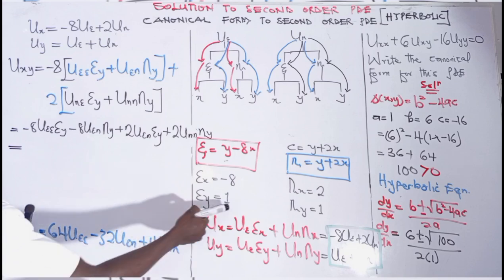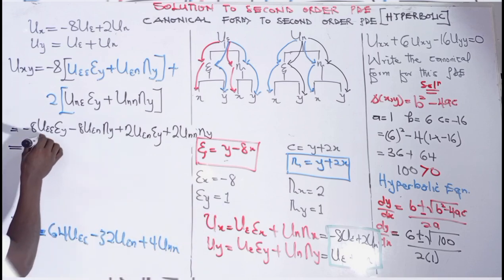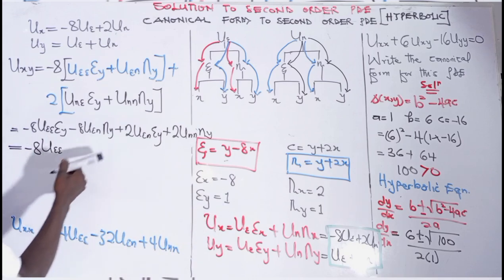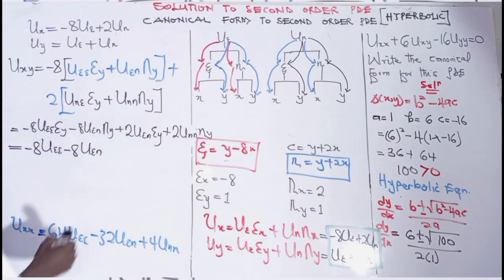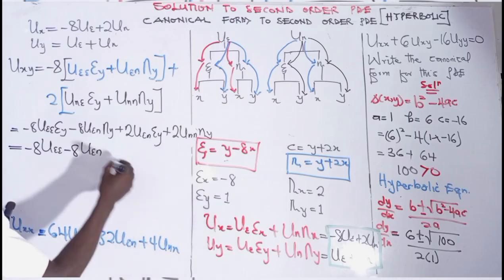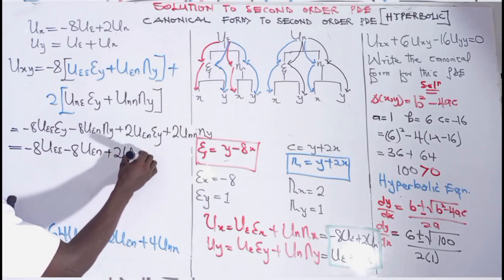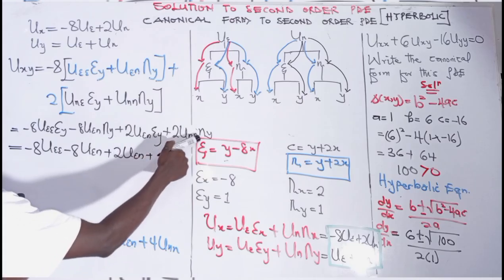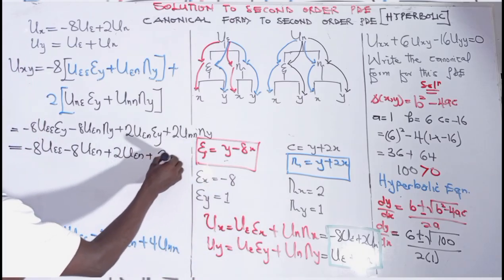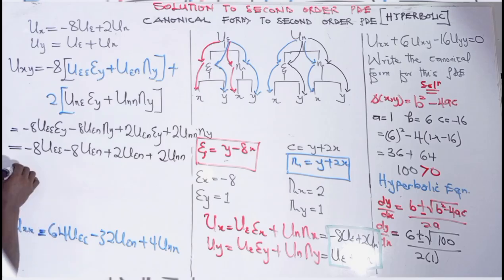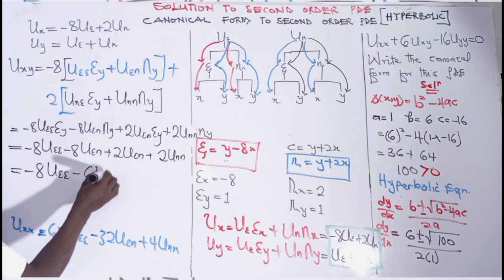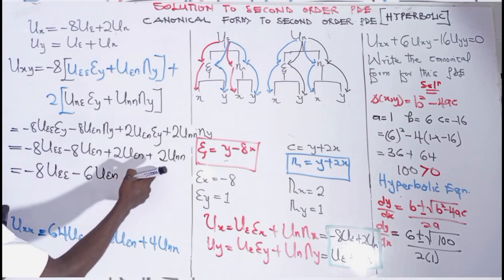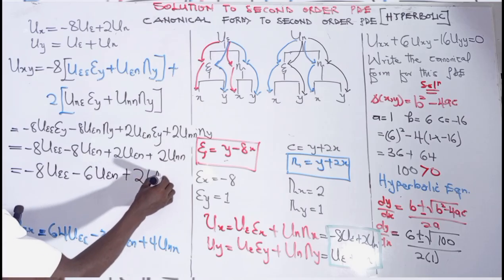We know that ξ_y is 1. So 1 times this will give us minus 8 u_ξξ. η_y is 1. So we have minus 8 u_ξη. ξ_y is 1. So we have plus 2 u_ξη. Then plus η_y is also 1. So we have plus 2 u_ηη. So we have minus 8 u_ξξ. This and that will give us minus 6 u_ξη. Then we have a plus 2 u_ηη.